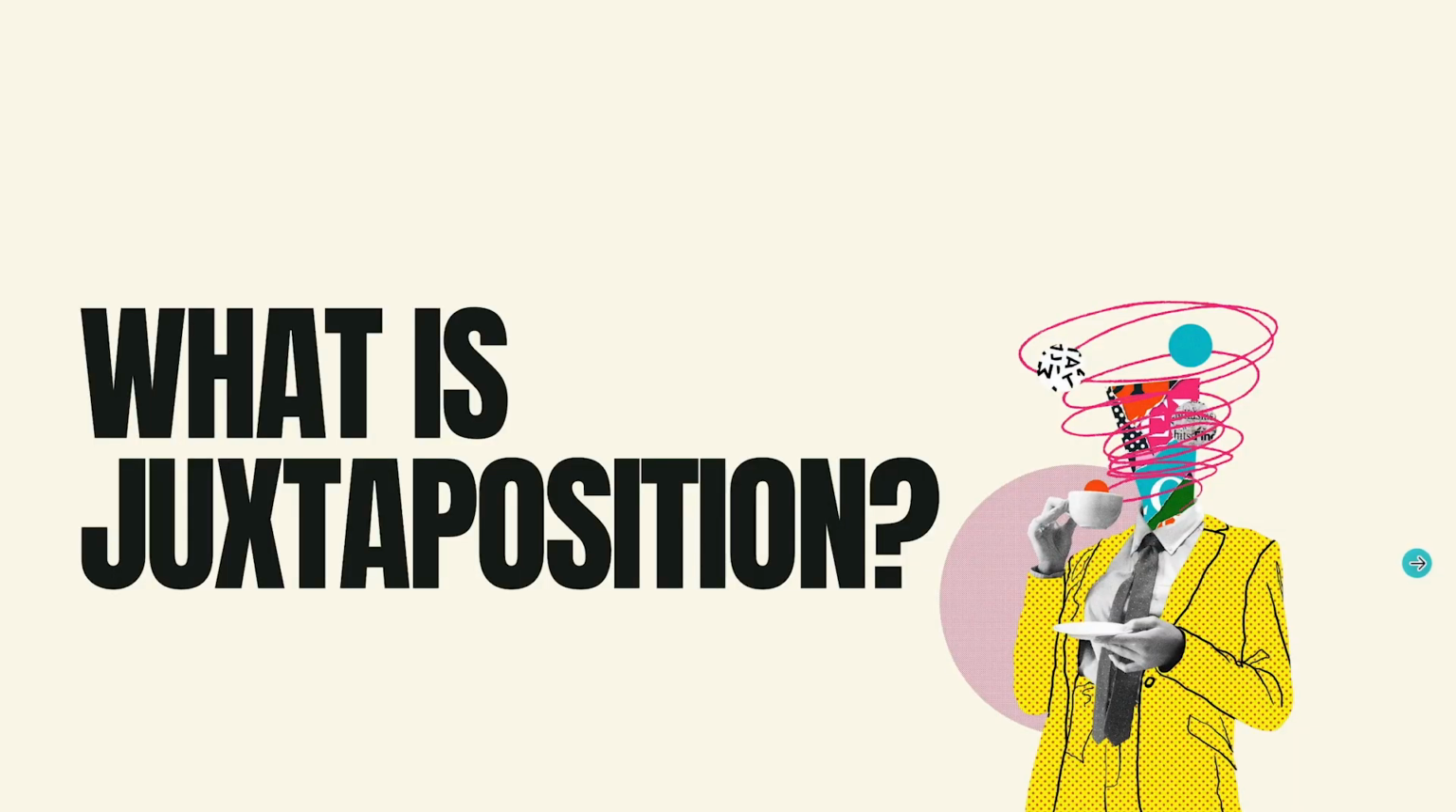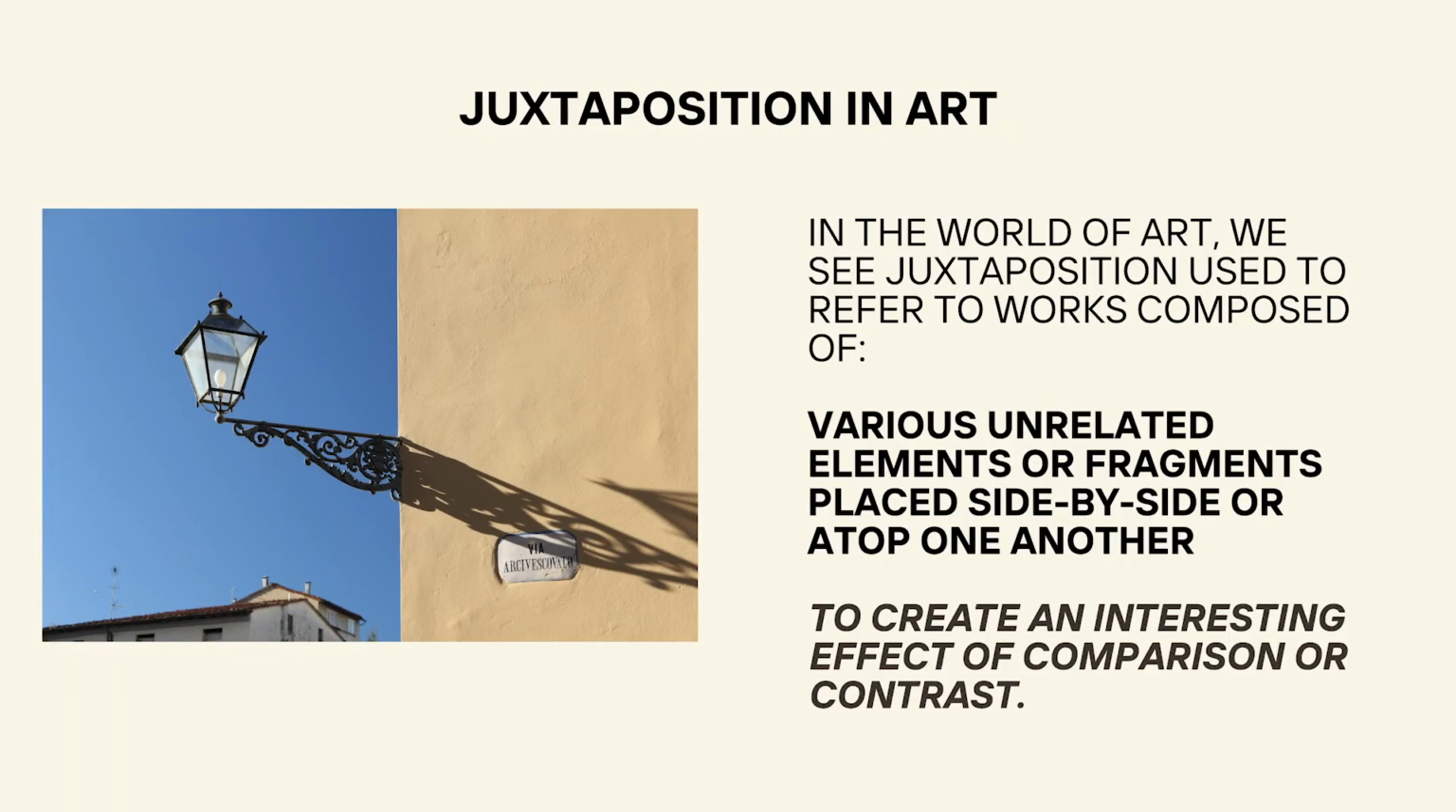Some of you might be familiar with this term juxtaposition. Some of you who are hearing this term for the first time, let's unpack what juxtaposition really is. Juxtaposition in art is used to refer to works that are composed of various unrelated elements or fragments placed side by side or atop one another. This is done to create an interesting effect of comparison or contrast.